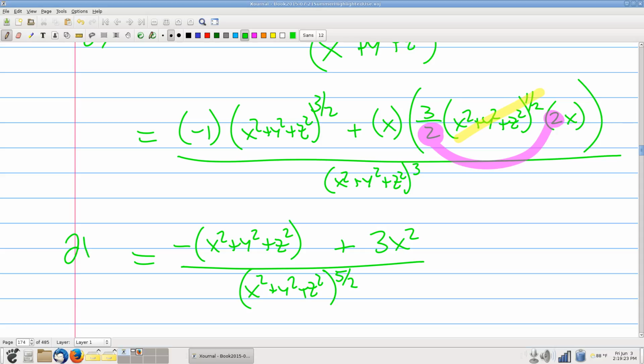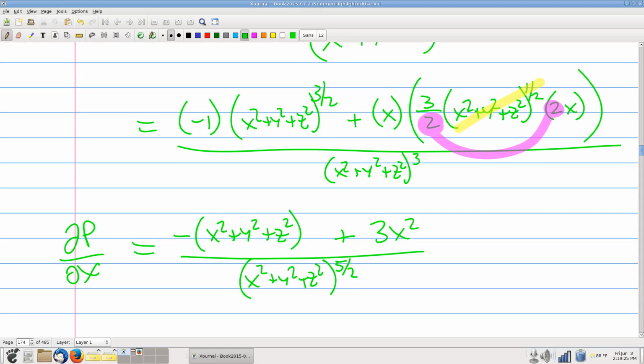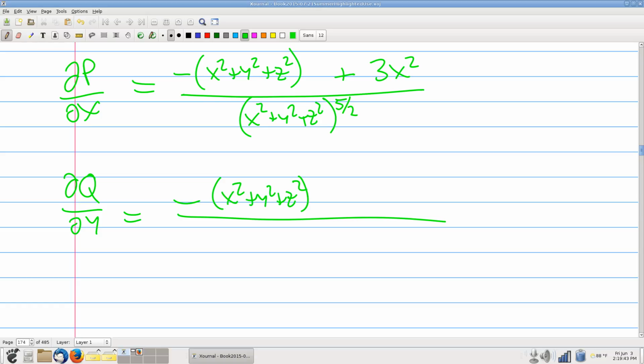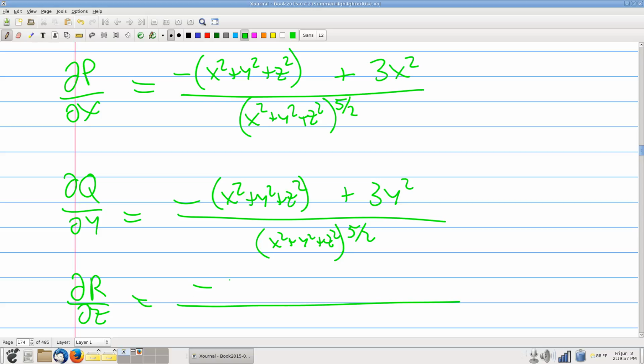Keep in mind this was the partial of P with respect to x. Now, no surprise, the partial of Q with respect to y is a very, very similar process. And I'm just going to write down what the answer is, totally by analogy with what we already have. It is minus x squared plus y squared plus z squared plus 3y squared over this same denominator. And then the partial of R with respect to z, same deal, with z squared.